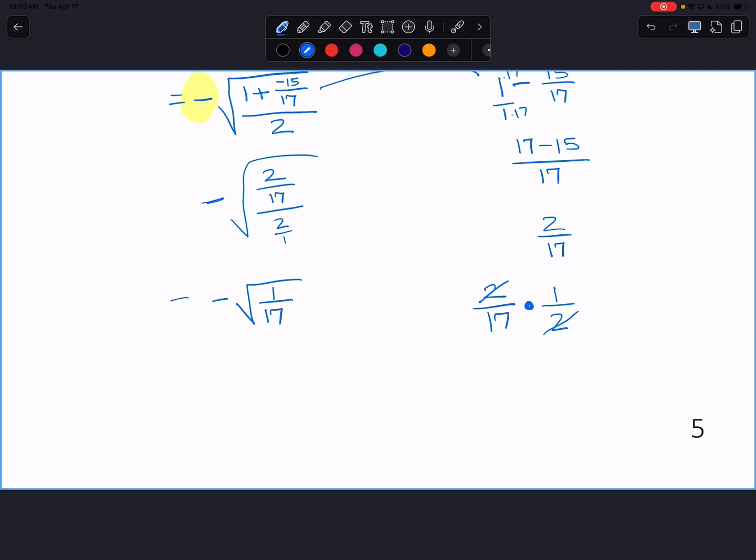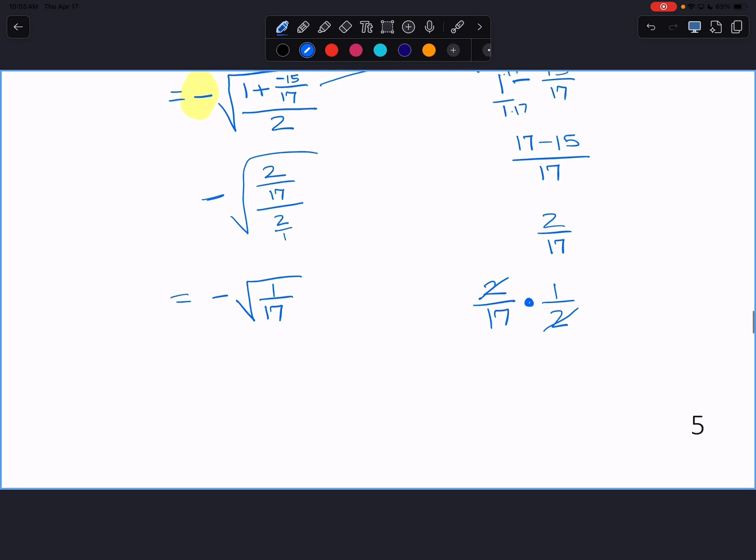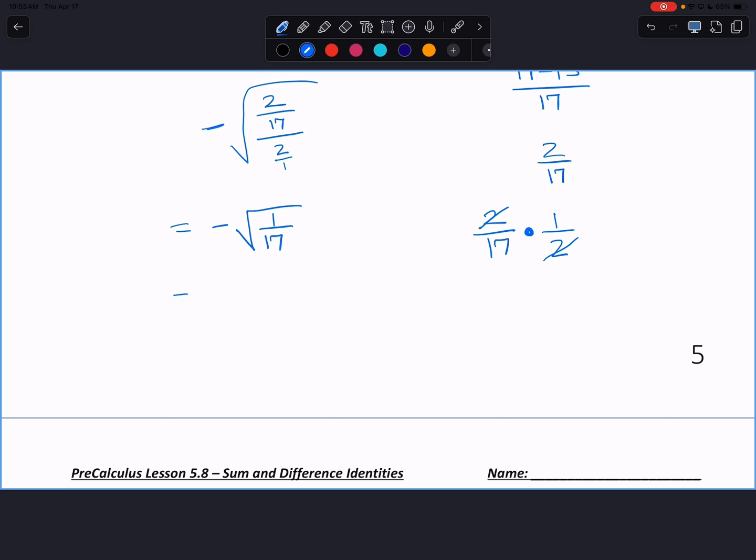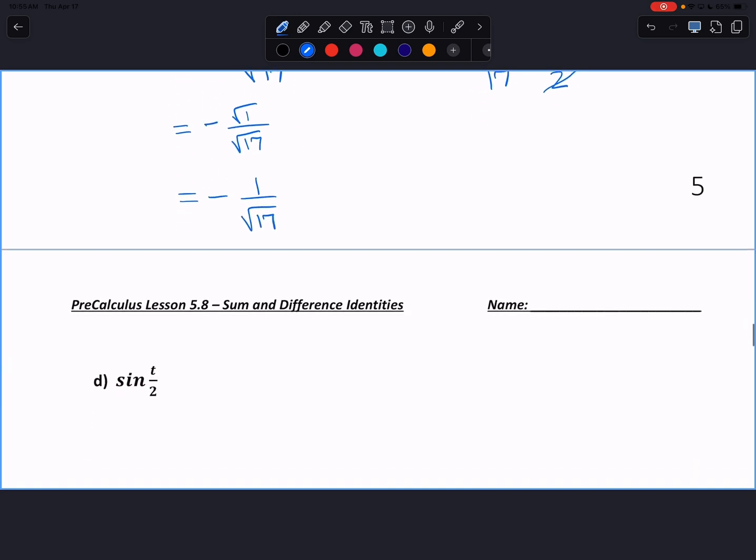Okay? You can still get there if you do 2 divided by 34. Then you divide the top by 2, divide the bottom by 2. You'll get 1 over 17. Okay? Last step. Can you divide square root 1 over 17? No, so I'm going to split it. Square root of 1 divided by square root of 17. Because the square root of 1 is 1 over the square root of 17. And you can leave your answer like that. I don't need you to rationalize, but you can, but you don't need to.